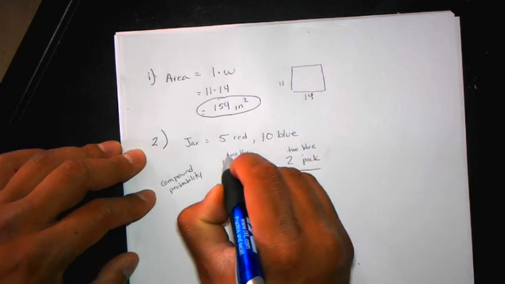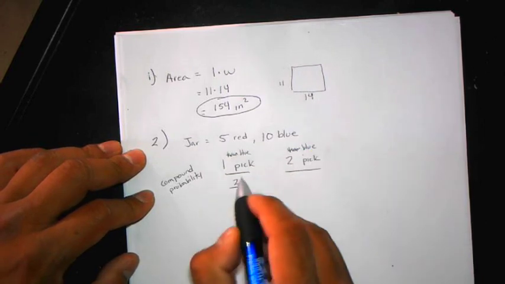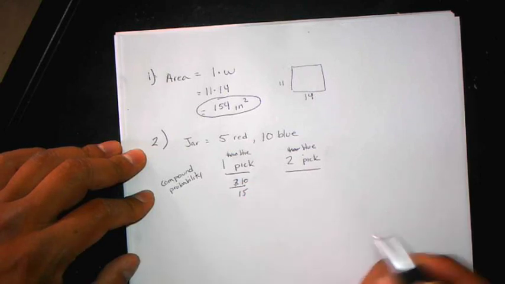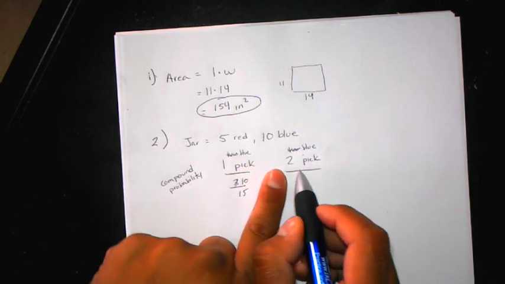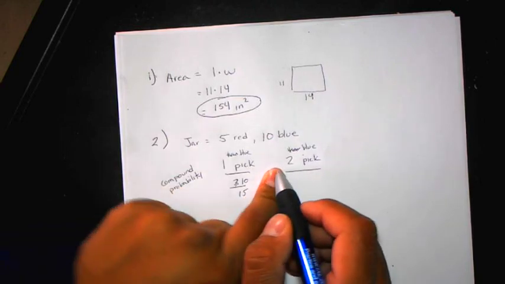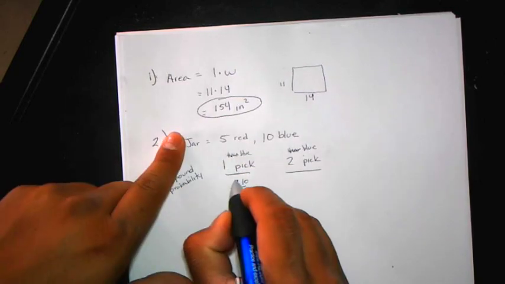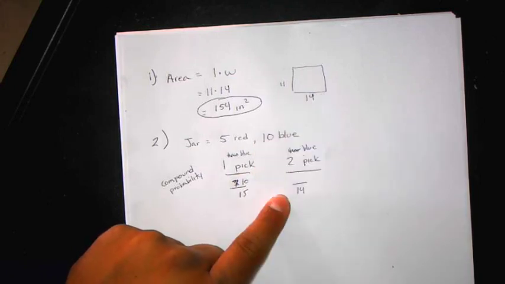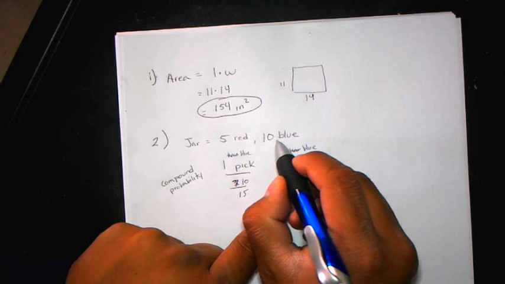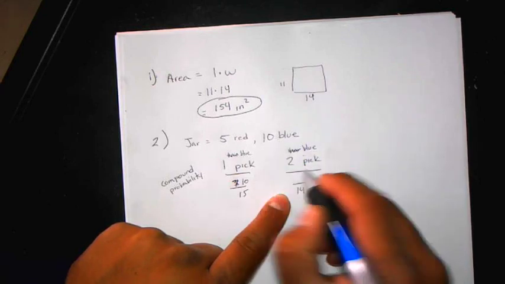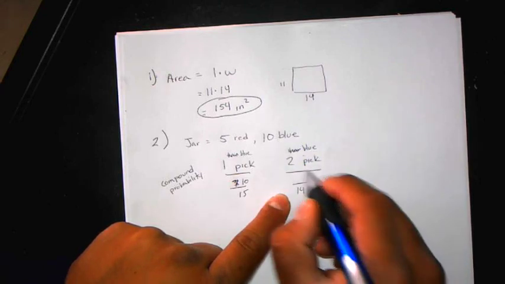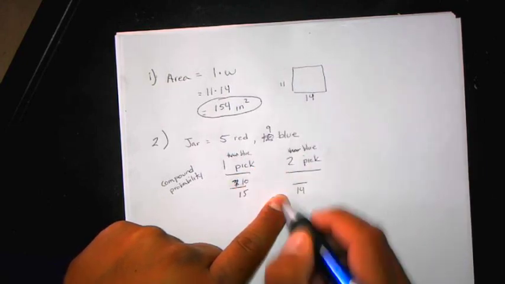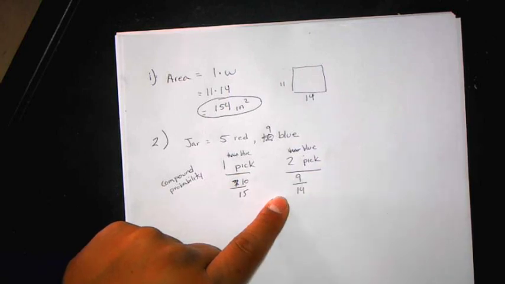Here, let me erase this. What's the probability of picking out a blue one? Here it would be 10 out of 15. But if you read the problem carefully, it says the second pick, you're not going to put anything back in there. So now your total is going to be 14 because you just took 1 out. So what's the probability of picking out another blue one? Well, you just took out 1, so here is 9. So it would be 9 out of 14.